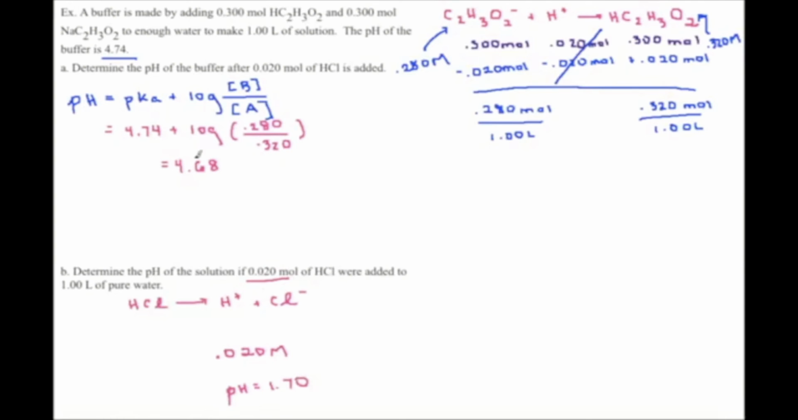So notice how important a buffer is, or how effective it is at reducing the amount that a strong acid can change the pH, because the pH was only changed from 4.74 to 4.68, while here the pH was changed from 7 of pure water all the way down to 1.70. So that shows you the value of a buffer in minimizing the effect a strong acid, or in other examples, a strong base will have in changing the pH of that substance.